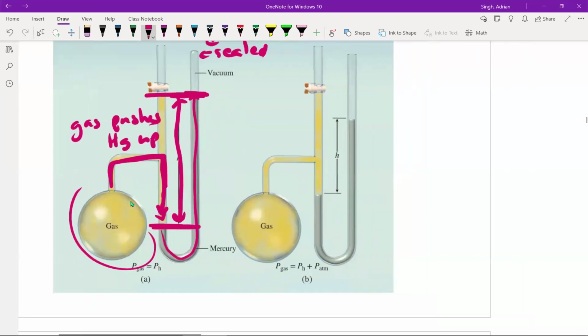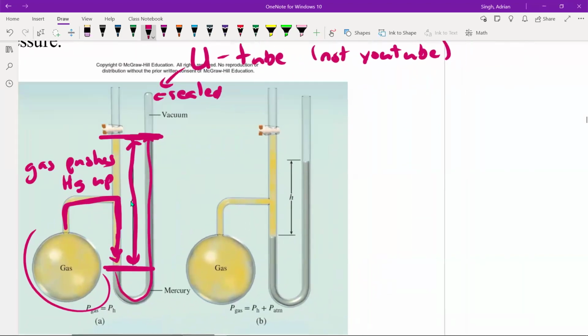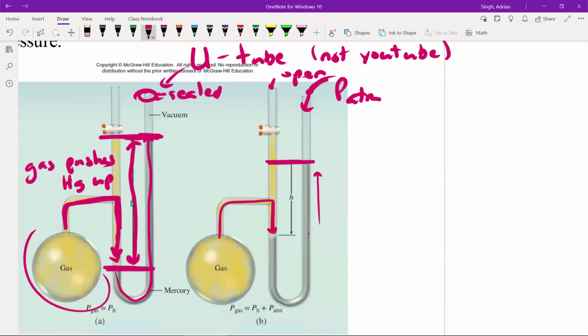Another measuring tool here, another slightly different U-tube. This one actually has both of these open to the atmosphere. So now you actually have atmospheric pressure on the top of this one, whereas in the sealed one, there wasn't any atmospheric pressure. So again, something similar is going to happen. You have the gas coming in, it's pushing down on the mercury on the left side, pushing it up here on the right side. We take the height difference here as well. And now because this is open to the air, we actually have to factor in that atmospheric pressure into the total pressure of the gas.